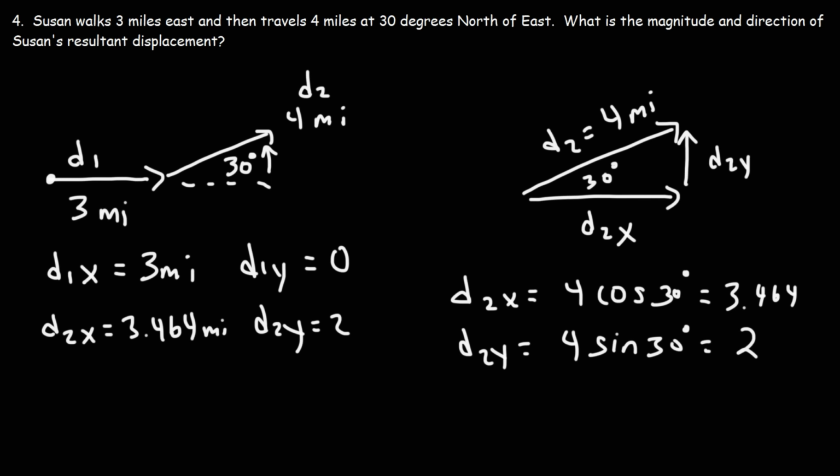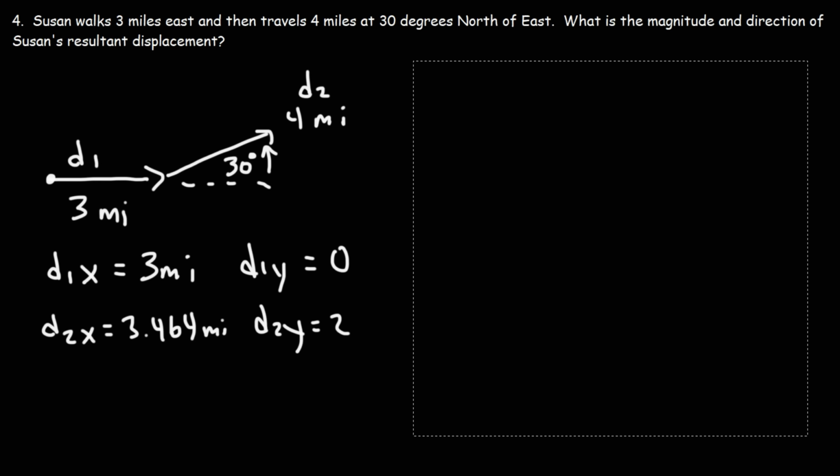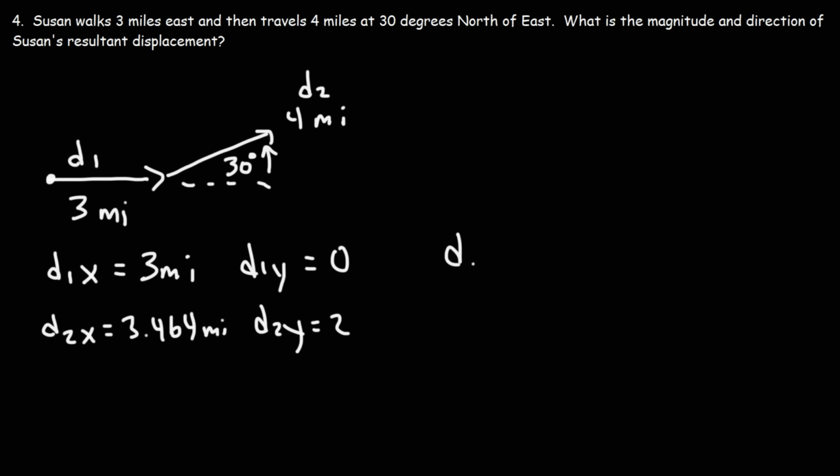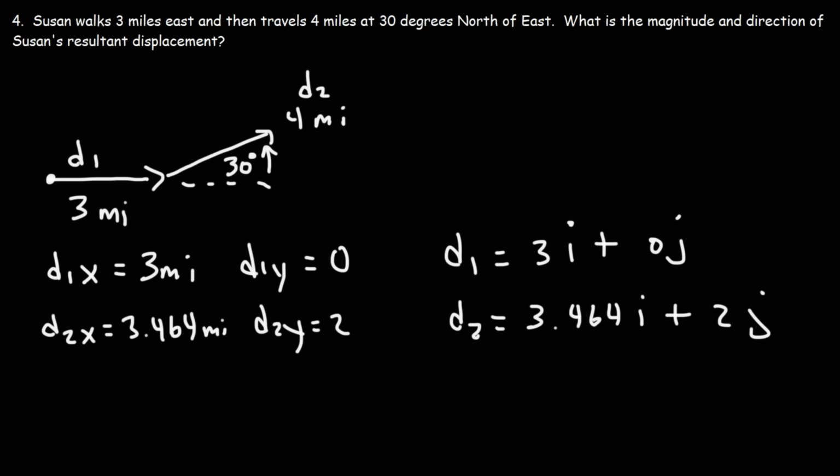Now keep in mind, you can also represent D1 using i and j. You could say D1 is 3i plus 0j because there's no y component. i corresponds to x, j corresponds to y, z corresponds to k, or k corresponds to z. D2, we can write that as 3.464i plus 2j. When you start getting multiple vectors with angles, the math becomes easier when you write it like this.